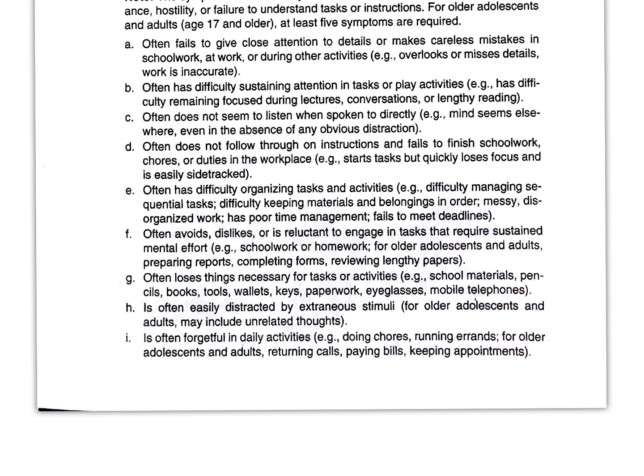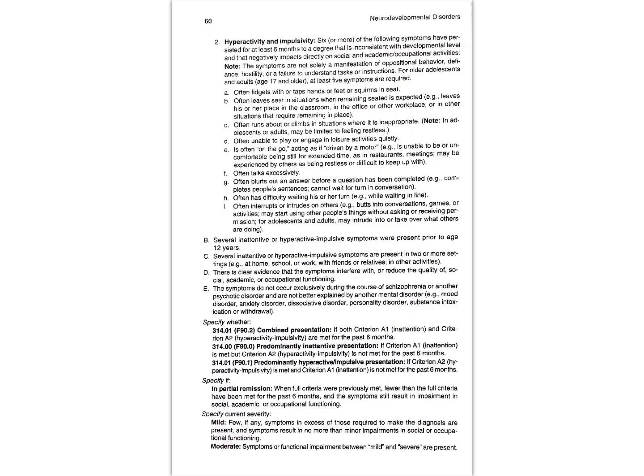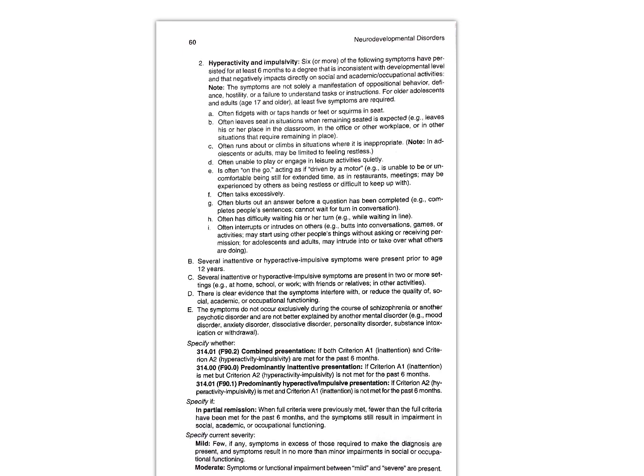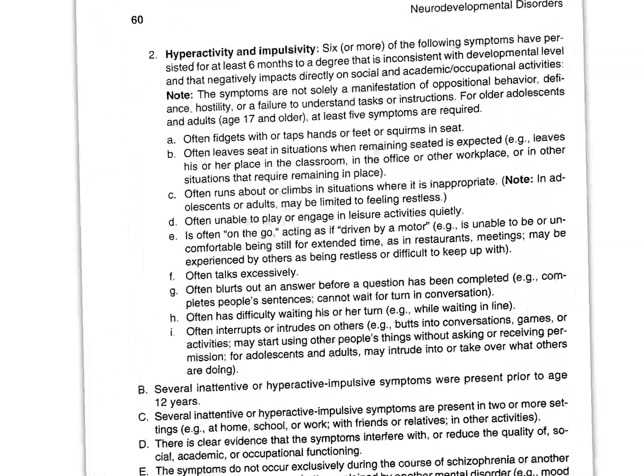So you would need to meet 6 of these if a child, 5 if an adult. Does not have to be all of these together. It just needs to be 6 or 5. So we're going to move on to point 2. That was the inattentive type. And we're going to, again, talk about that a little bit more further down this page.